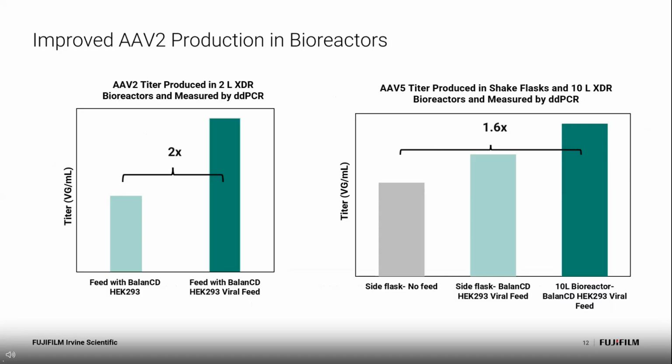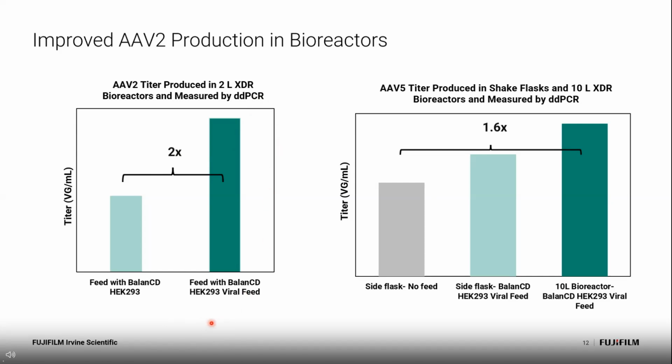Next, our collaborators tested the viral feed performance in 2-liter and 10-liter XDR bioreactors using their platform, a different HEK293-derived cell line and AAV plasmid system, using balanced HEK293 as the growth media for AAV2 and AAV5 production. The viral genome titer was measured by digital droplet PCR. The plot on the left shows 2-fold improvement for AAV2 production with a viral feed in 2-liter bioreactors over the culture using balanced HEK293, the growth media, as a feed.